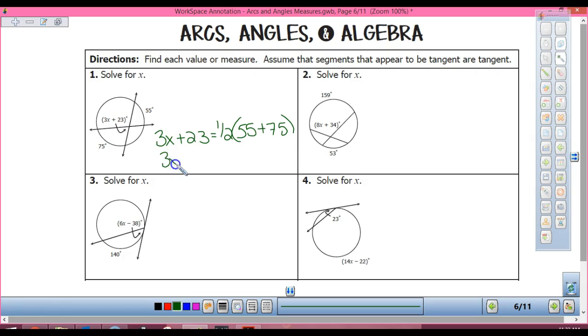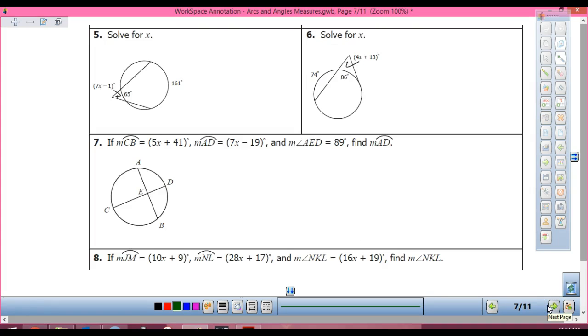Okay? So I have 3x plus 23 equals 1/2 of what? 130 gives me 65. So 3x equals 42. So x is 14. Okay, not bad, right?